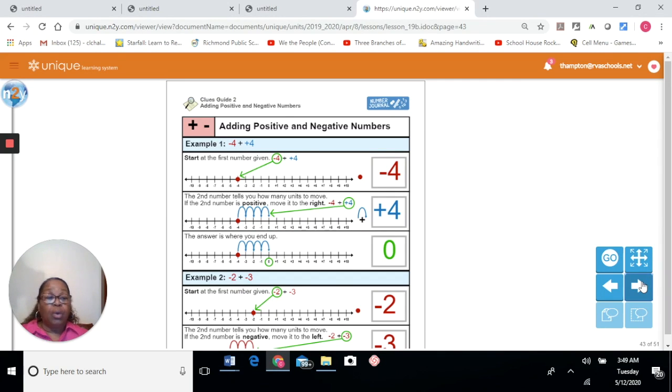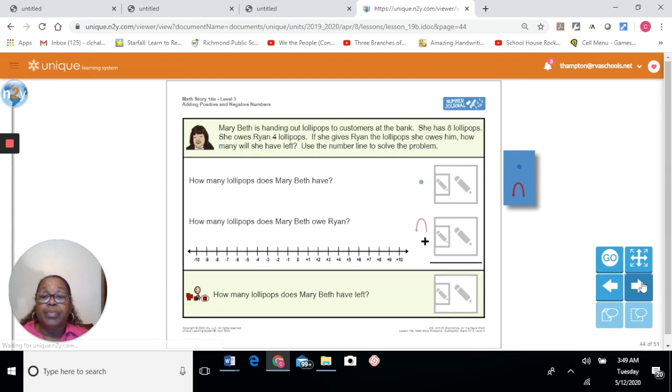Let's move on to our next problem. This time we get to do some adding. We're going to be the ones operating this. Let's see how that works out. Mary Beth is handing out lollipops to customers at the bank. She has 8 lollipops. She owes Ryan 4 lollipops. If she gives Ryan the lollipops she owes him, how many will she have left?